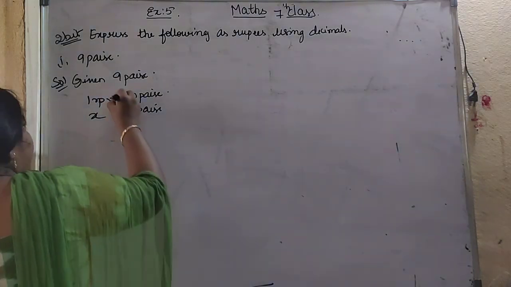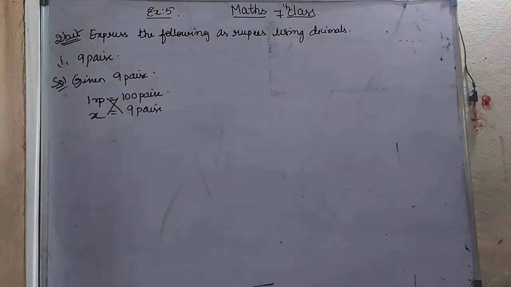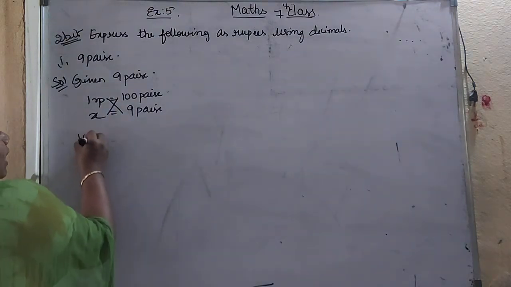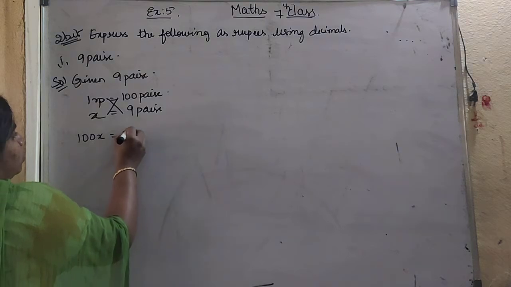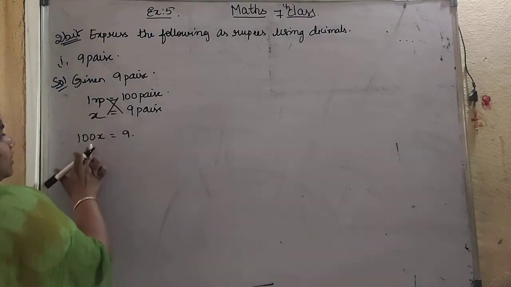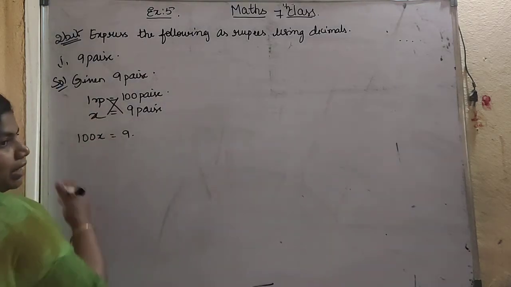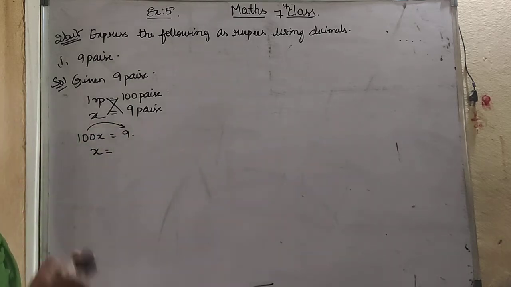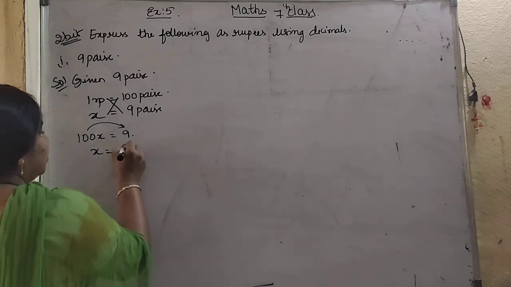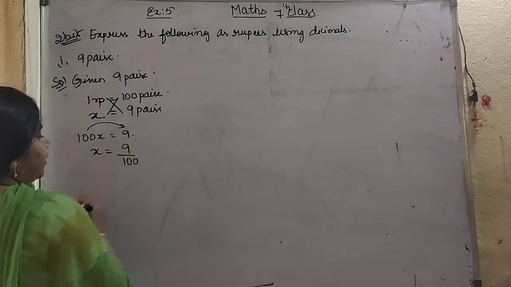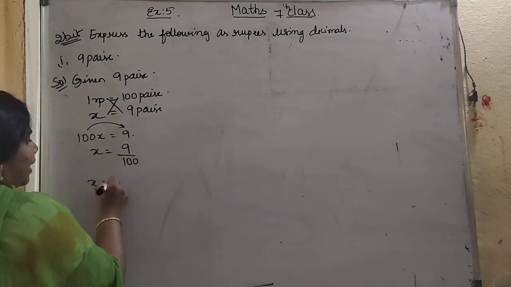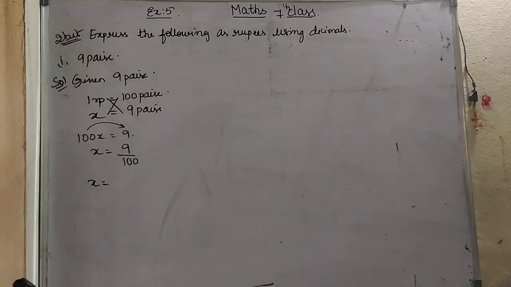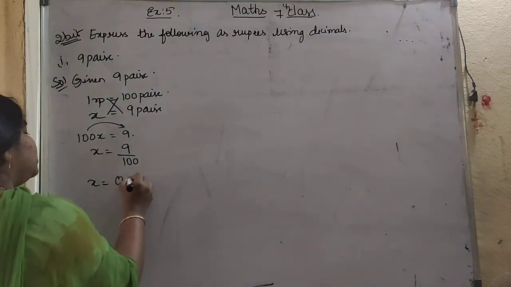So what are we doing here? We are doing cross multiplication. So it will be 100x equals 9. 100 into x is 100x, 1 into 9 is 9. Send this 100 to the other side, which becomes division because it is in the form of multiplication. So 9 by 100, how can you write this? 9 by 100 we can write as 0.09.